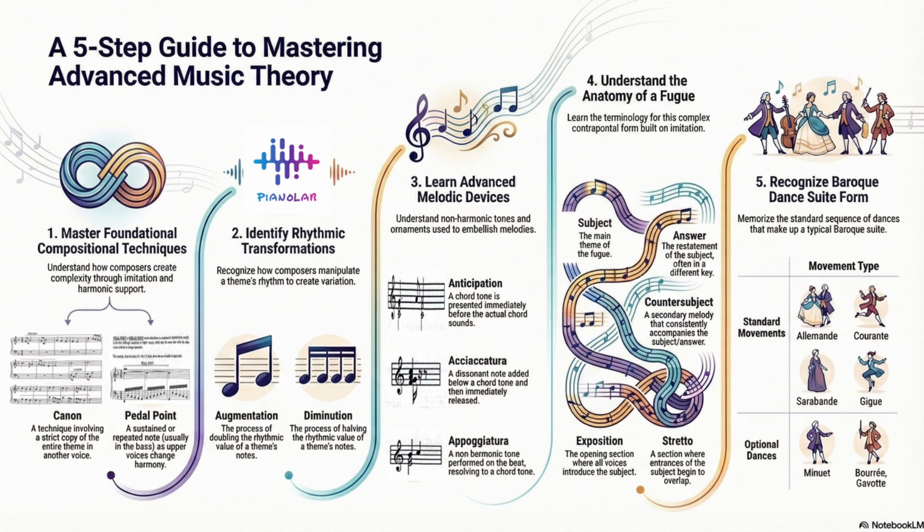Okay. First, there's the softer dissonance. Anticipation. This is the presentation of a chord tone right before the actual chord is played. So you hear the note from the next chord, but it arrives a little bit early. Exactly, and it resolves gently when the rest of the harmony catches up. It's a predictive kind of sound.